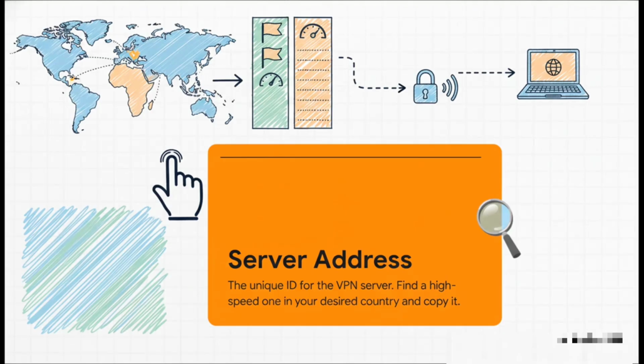Once you're on the VPN Gate website, you're going to see this huge list. It's got columns for country, speed, and something called a server address. Now that address is the unique ID for the server. So your mission is simple. Find a server in a country you want to appear to be in, check that it has a nice high speed, and then just copy that server address. You're going to need that in just a minute.